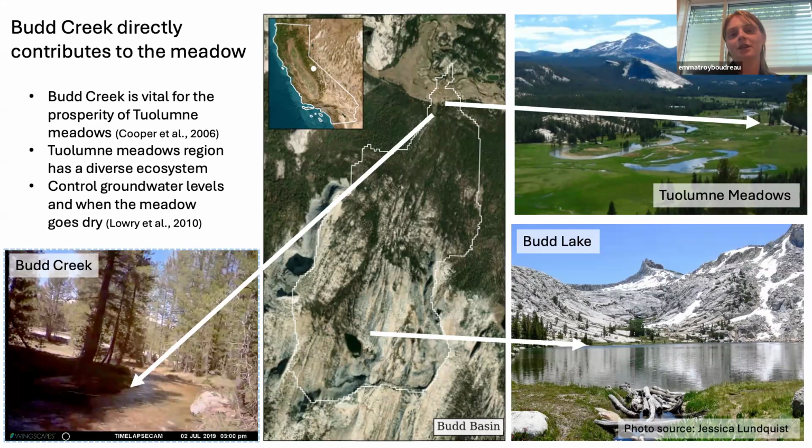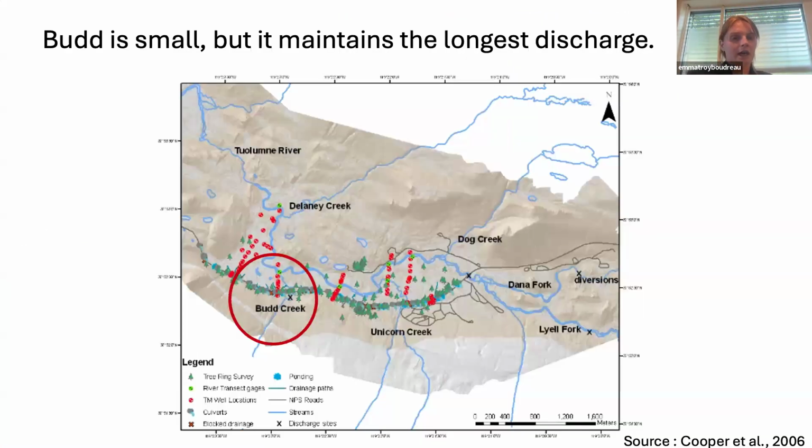The Tuolumne Meadows has a very diverse ecosystem, and its groundwater levels are directly related to discharge from tributaries coming from the hillsides surrounding it. And so Bud Creek is one of those tributaries. Of the tributaries, Bud Creek is one of the smaller ones, but it actually maintains the longest discharge in the season. So it really helps sustain keeping those groundwater levels high.